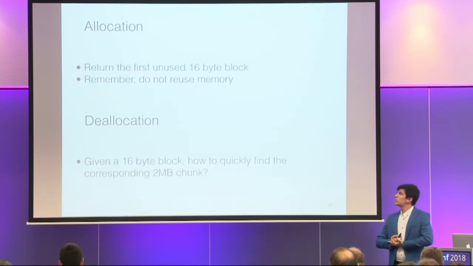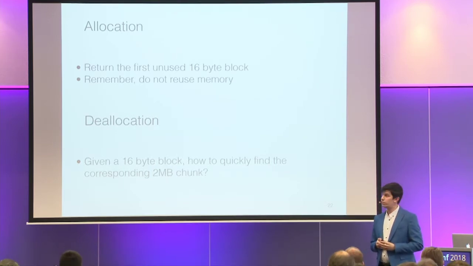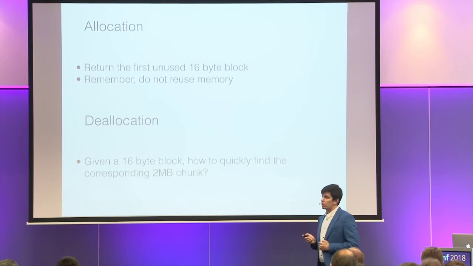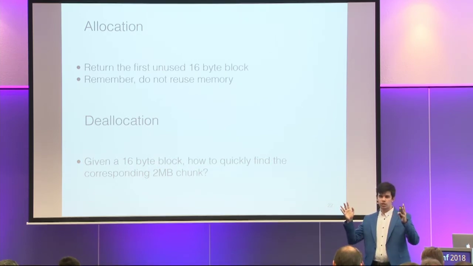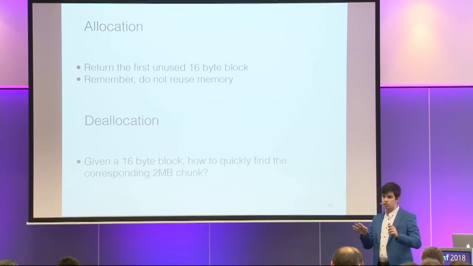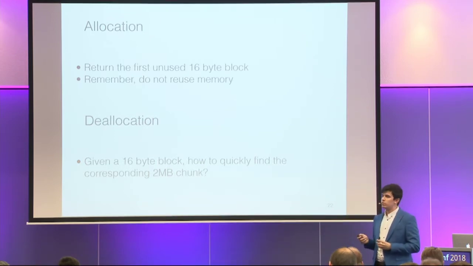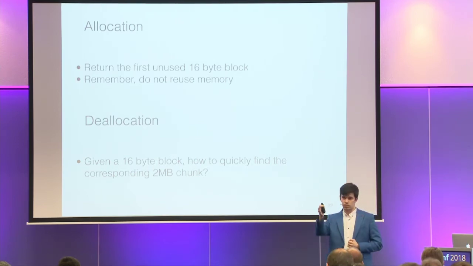So allocation is simple: return the next block available, and again, without reusing memory. All right? But how about deallocation? Given a block which we have to deallocate, a 16-byte block, we want to find, as quickly as possible, the large green chunk, to mark in its metadata that this block is no longer in use. So the question for you is, how can we find the huge chunk as quickly as possible, given the 16-byte block? Any ideas? Yeah, sure, Dimitri.